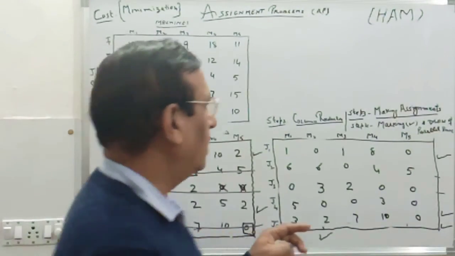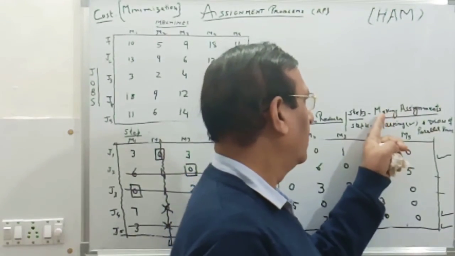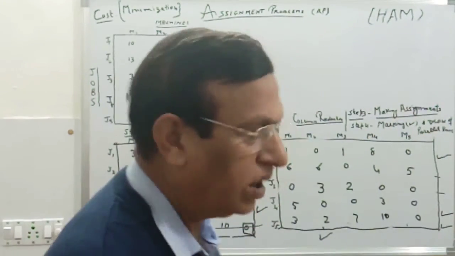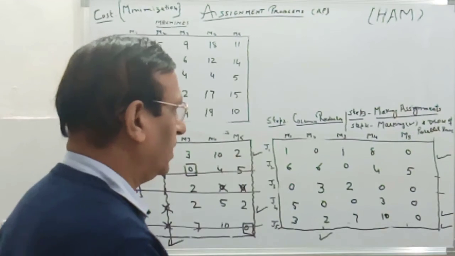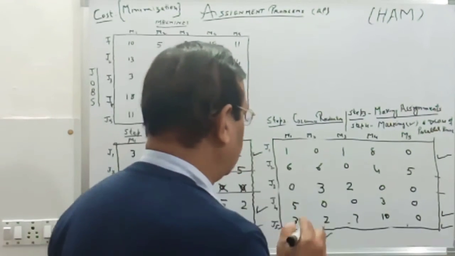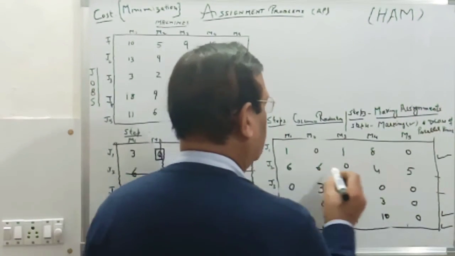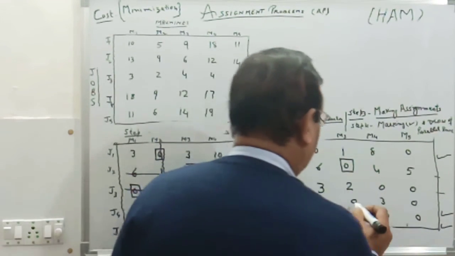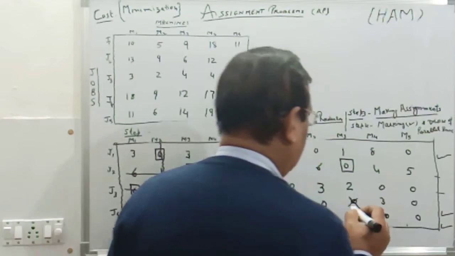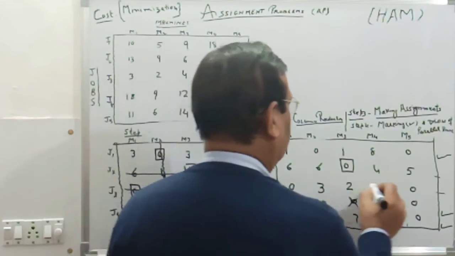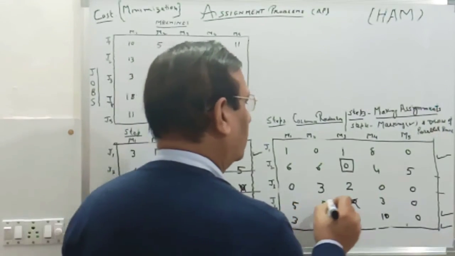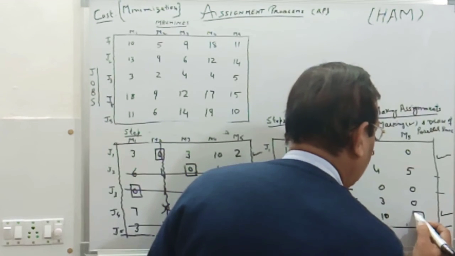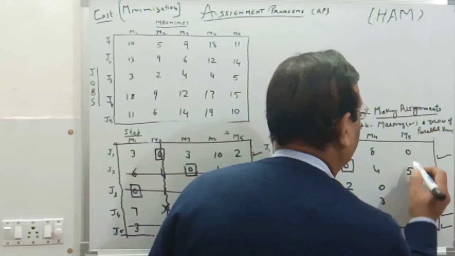And in this table you have to again make assignments in the same process. Now let me do the assignments. Find the row in which there is a single 0. There are 2 zeros, there is 1 0 over here, and you have to cross other zeros in that column. Then in the third row there are 3 zeros, fourth row 2 zeros, fifth row again single 0, and cross the zeros lying in the column.